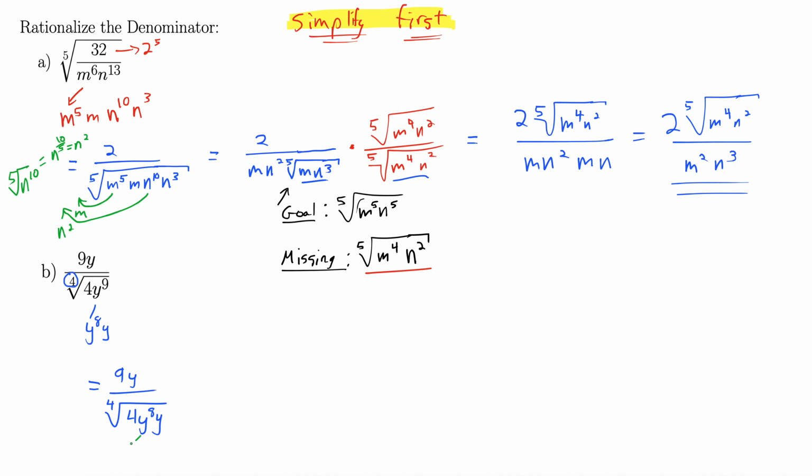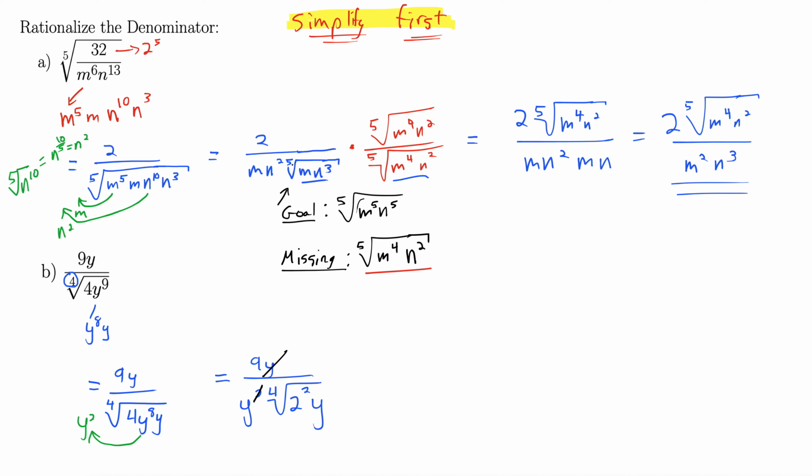Now y to the 8th pops out as y squared. Why? Because this is really y to the 8 divided by 4, which is 2. So this all becomes 9y over y squared times the fourth root of, I'm going to write that 4 as 2 squared, and then we have a y left behind. Now note that these y's cancel. We have a y up top, so that y cancels the squared down here. So we just have 9 over y.